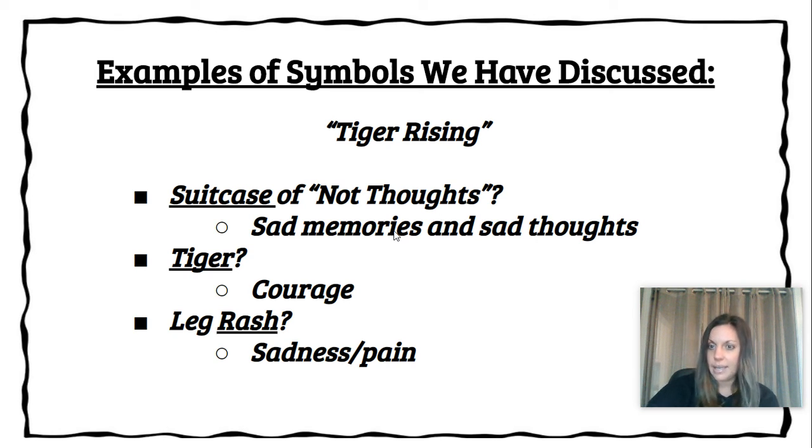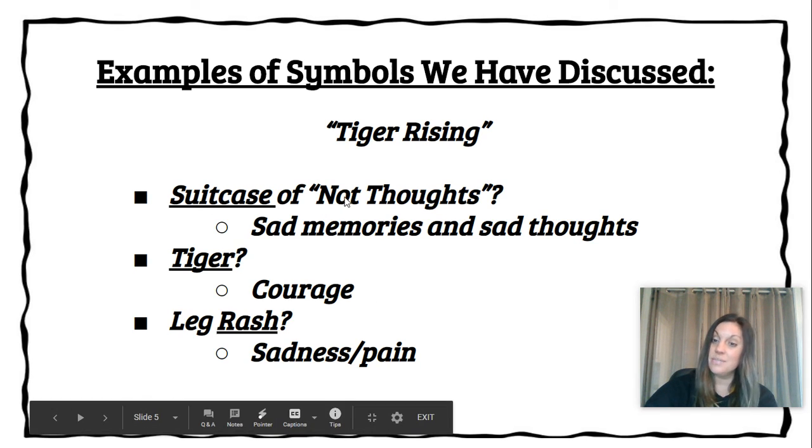Also, how about the tiger? The tiger was certainly spoken about often in that story. Was it an idea of courage? Maybe something else. And also, how about his poor leg rash? His leg rash was really what we considered a big part of the sadness and pain he was living with. Kind of links to the suitcase of not thoughts.